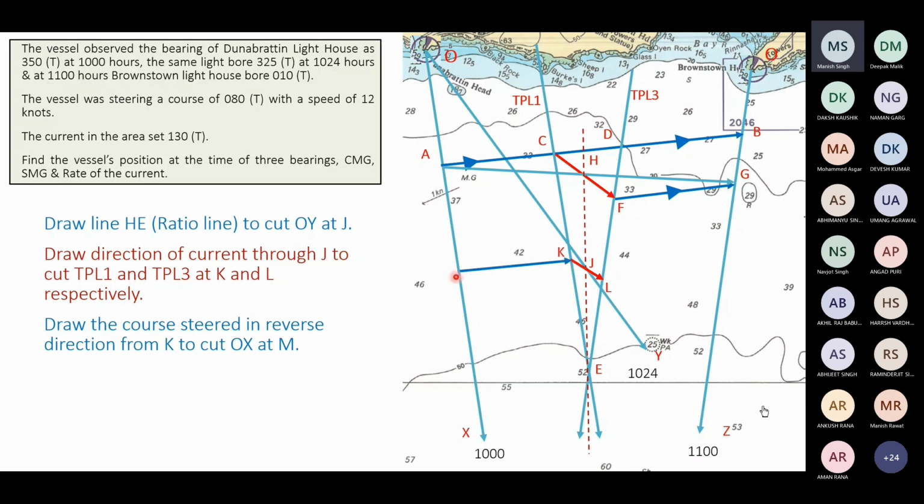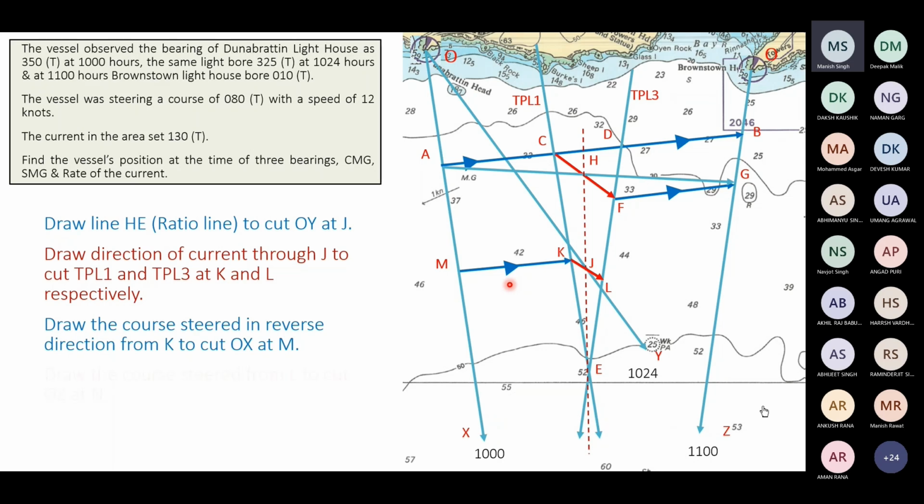This line is going to meet our first PL, our first bearing line at a certain point. Let's name that point as M. So you can see the M point on our plot. Let's mark this vector with a single arrow. Since it represents course steered, we mark it with a single arrow.